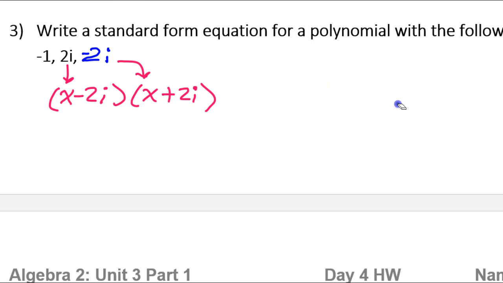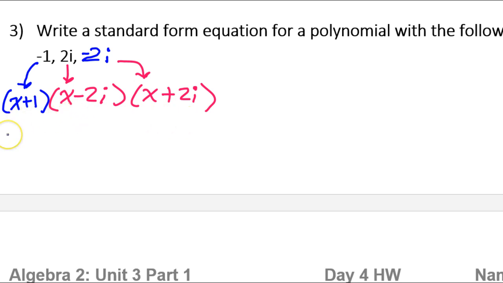Anyway, similarly, the negative 1. What factor would give me a 0 of negative 1? Well, a factor of x plus 1. If I set that equal to 0, I would get negative 1. So these are my factors right here. Okay? So I need to multiply these together, but you should definitely multiply the imaginary parts together first.